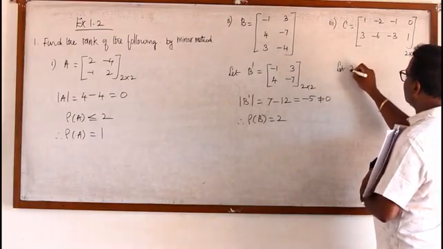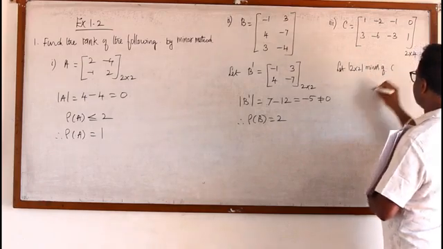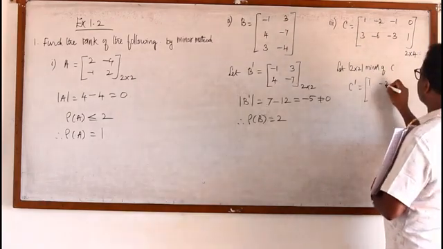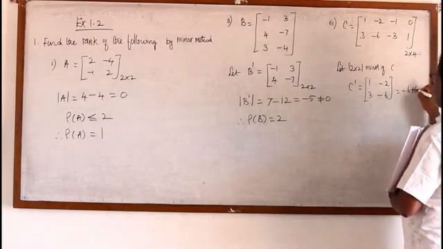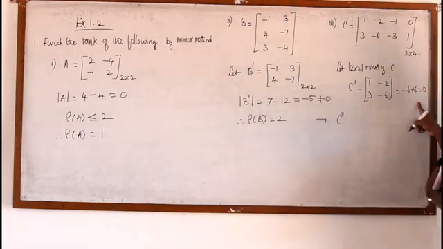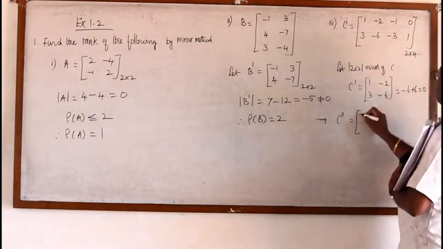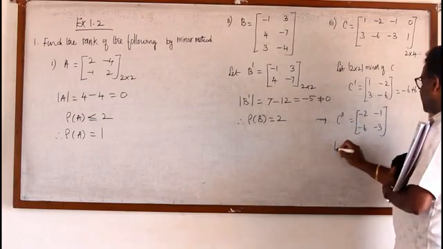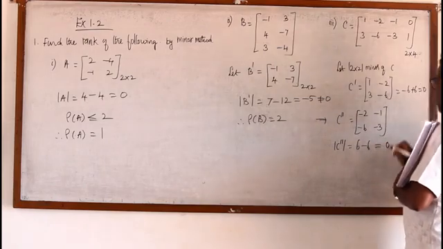Let the 2 cross 2 minor of C, C dash, equal to, shall I take the first one? 1 minus 2, 3 minus 6. Then it is minus 6 plus 6, it becomes 0. So I cannot conclude, let me go for another minor. Suppose I take this one, minus 2, minus 1, minus 6, minus 3. Then determinant of C double dash is 6 minus 6, again it becomes 0.